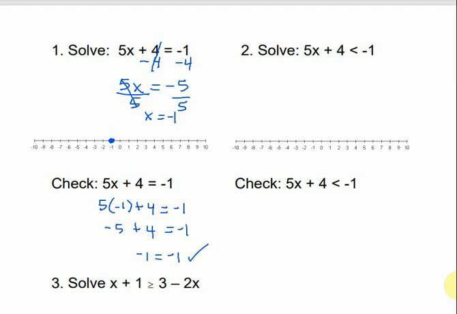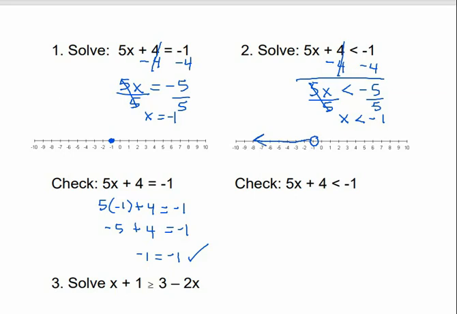When I'm doing this inequality, I'm going to work it out just like I did my equation. Subtract 4. So I get 5x is less than -5. Divide by 5. And I get x is less than -1. So it's not equal to -1. I put an open circle. x is less than -1, so it's the stuff going to the left.